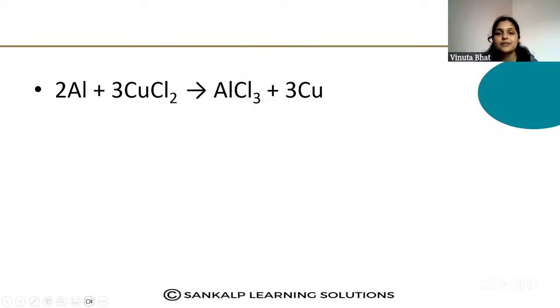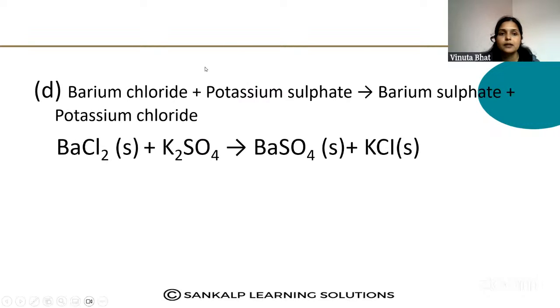This is the balanced chemical reaction. Barium chloride reacts with potassium sulfate, which forms barium sulfate and potassium chloride. So dear students, try to balance this reaction. Check the barium in the reactant and the product.